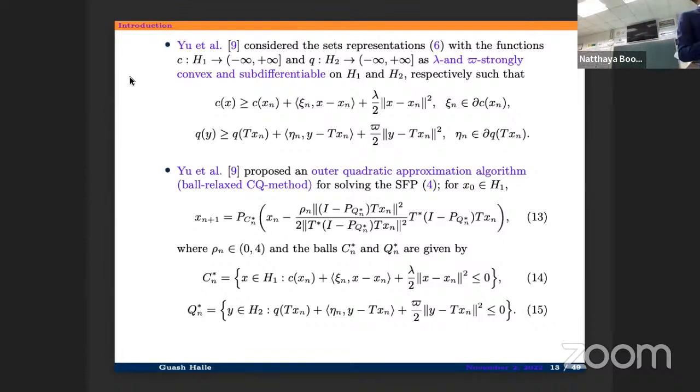So Yu et al. proposed an outer quadratic approximation. Actually, the name quadratic comes from these quadratic terms. So they introduced that outer quadratic approximation method, or the ball relaxed CQ method, for solving the split feasibility problem, which is given by this one. Therefore, this is defined here. This is actually the step size, and this is the gradient of the convex function, but the projections are computed onto other sets given here, C star and Q star, which are actually closed balls. So the projection onto closed balls also has a closed form or unique formula. So they proved a weak convergence result under some suitable conditions.